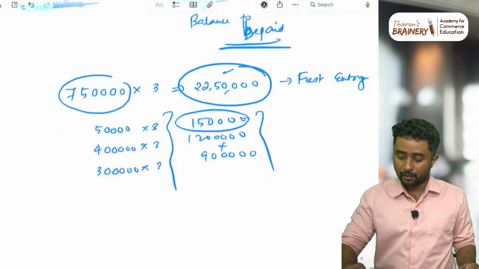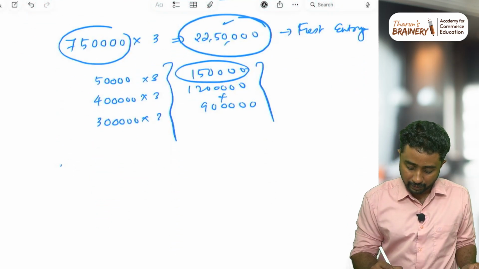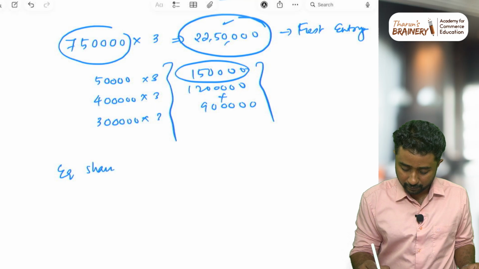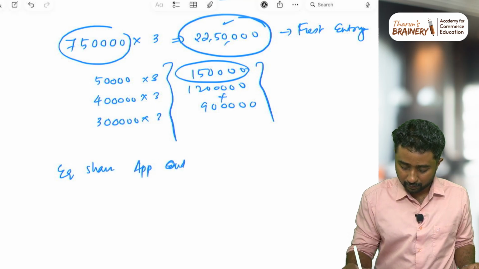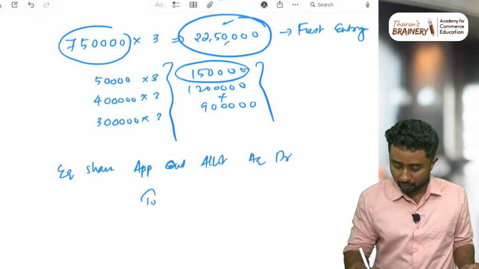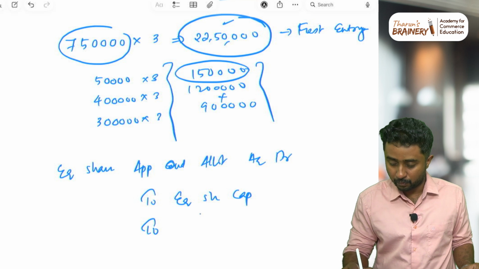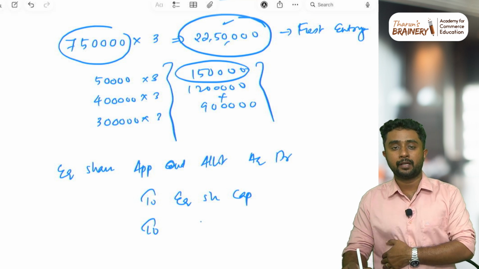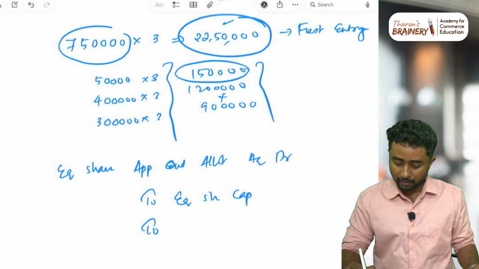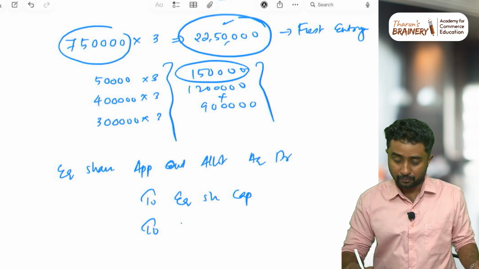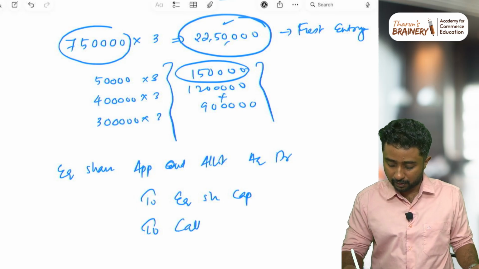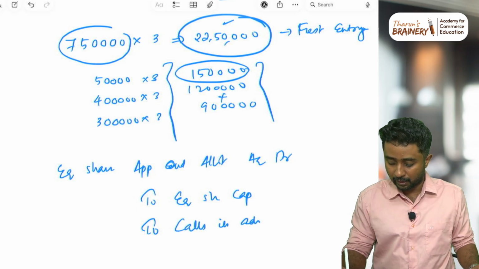For the second entry, I will show it here. Equity share application and allotment account debit to equity share capital. Some amount we are using to refund, and some amount we are using for the next installment, which is first call. The first call's money we can transfer to another account, which is called calls in advance account.